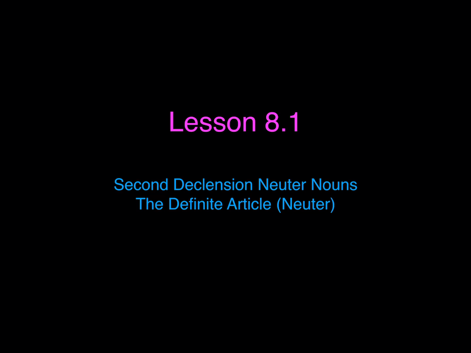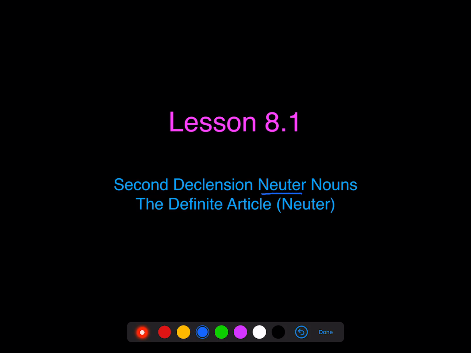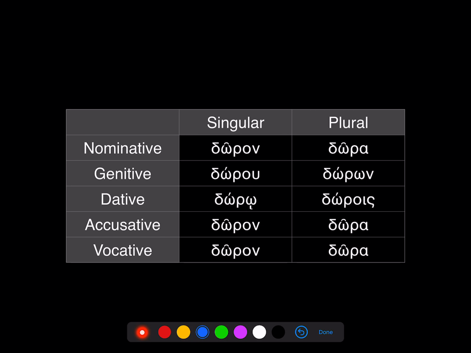Hi, welcome to lesson 8.1, where we add in neuter nouns to the second declension and add in the neuter definite article, because Greek nouns have three declensions: masculine, feminine, and neuter. Neuter is the Latin word for neither. So it's masculine, feminine, and neither. Okay, so second declension neuter nouns.